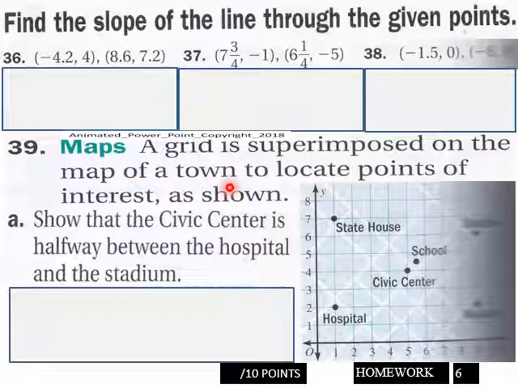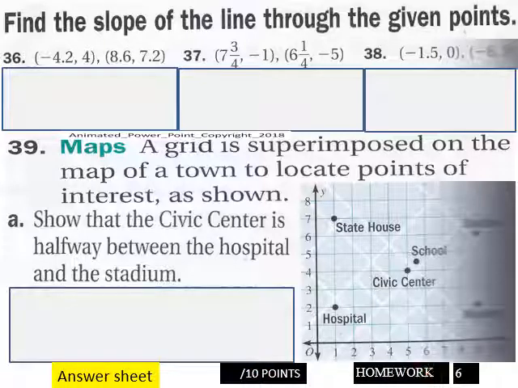And then maps. You've got a map here. This is a map, and this is the stadium over here. And then this is the museum, I think, over here. And then this is x equals 9, so that would be x equals 9 there. A, show that the civic center here is halfway between the hospital and the stadium. So stadium, hospital, show that it is with your work here.